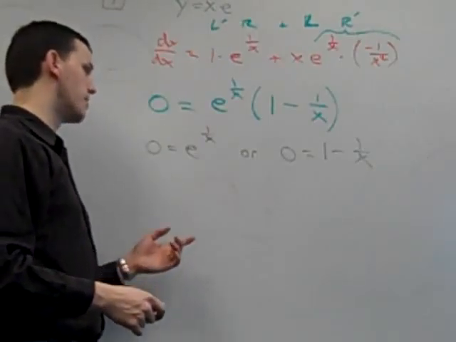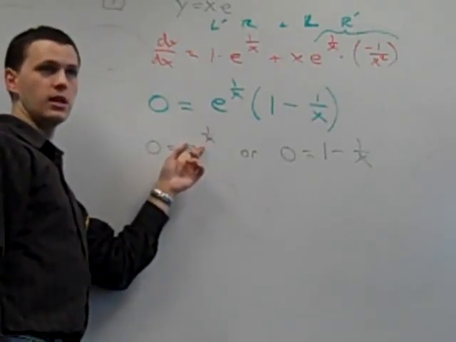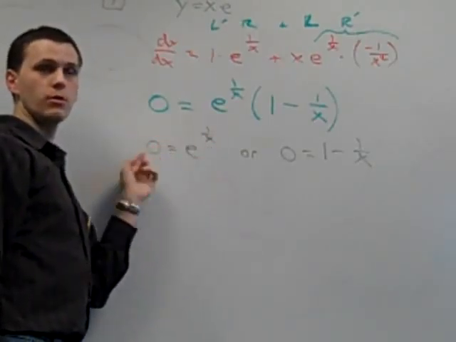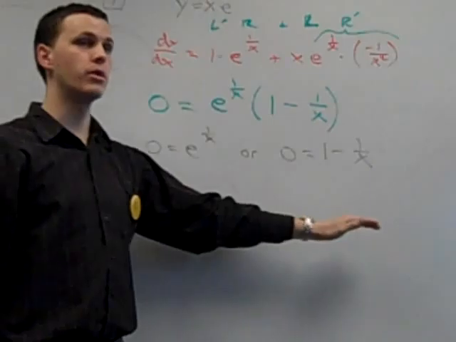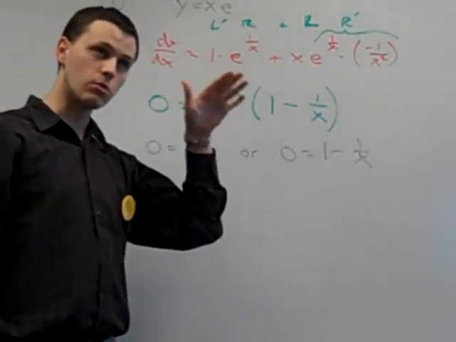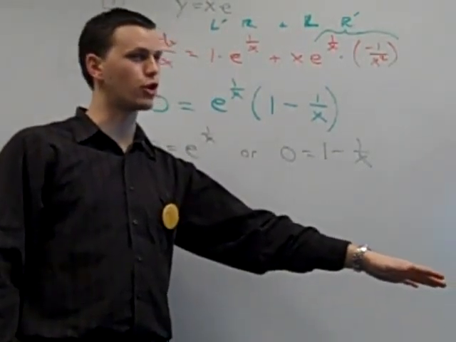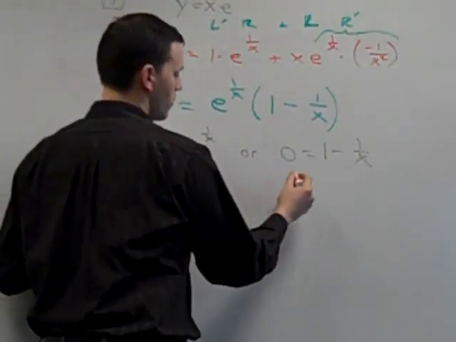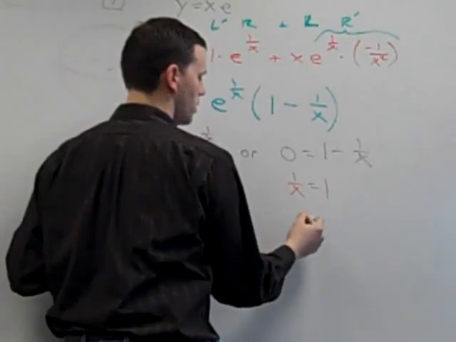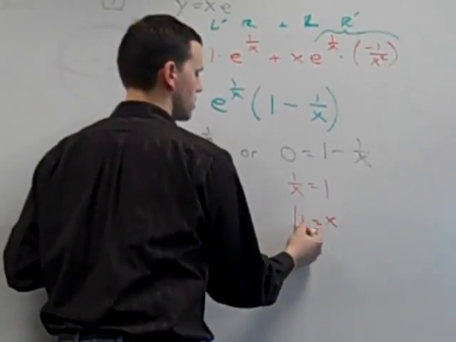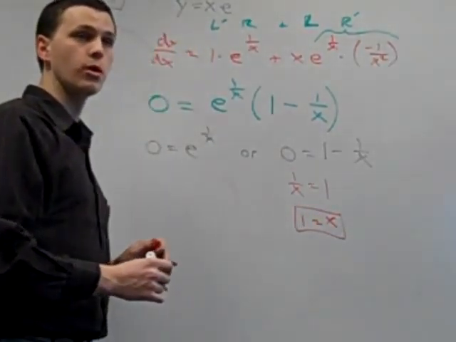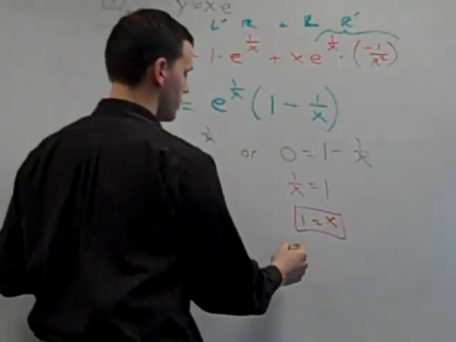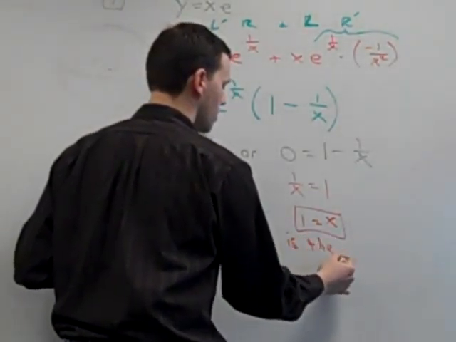Obviously, as I take the limit, as x goes to infinity, this function will approach 0. So basically, as x gets really, really big, my function will get really close to 0, but it's still not a critical point. That's just a limit. Over here, though, we can say that 1 over x equals 1, so that 1 equals x. So x equals 1 should be a critical point. All right, so that is the critical point.